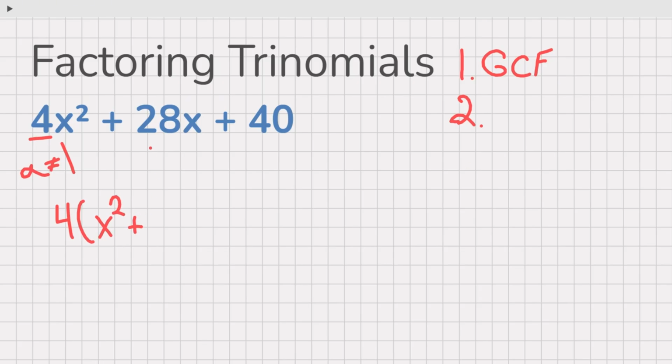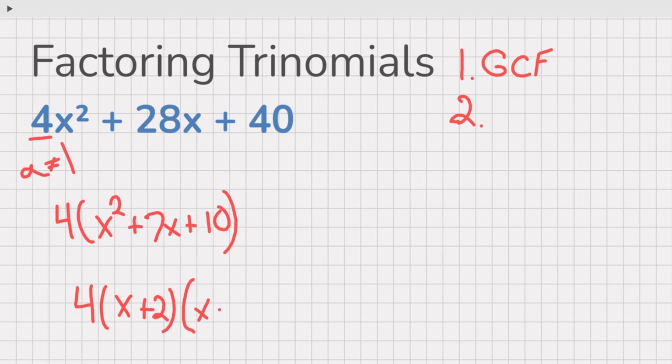We can take a 4 out of 4x squared, leaving us with x squared. Then we can take a 4 out of 28x, leaving us with 7x. And a 4 out of 40 to leave us with 10. Next, you might recognize this is the exact same problem we just had before. So you would go through the exact same process, or you just know what we did, which is 4 times the quantity x plus 2 times the quantity x plus 5. Excuse my handwriting there. So that is how we go about it when we can take out a GCF.